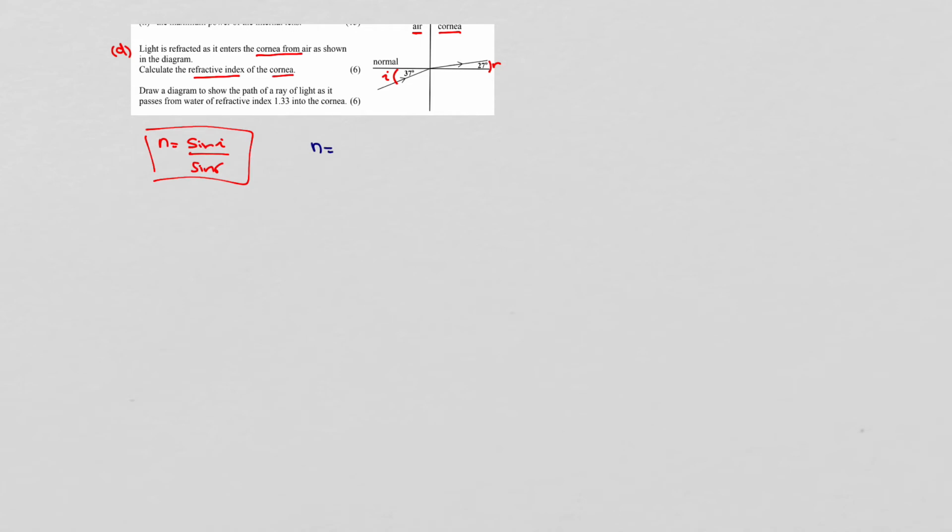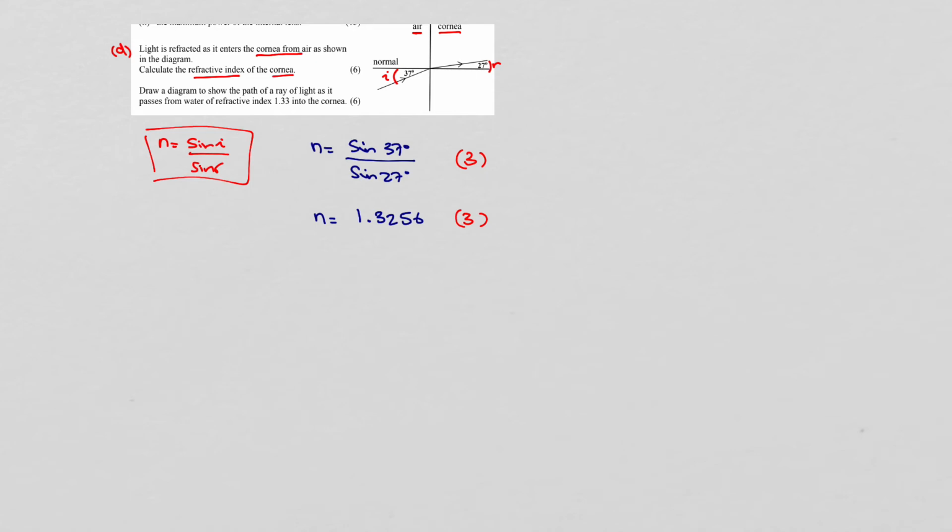So subbing in our values, we have sin I, which is 37 degrees, divided by sin R, which is 27 degrees. And therefore our refractive index is 1.3256. And we had 3 marks for our formula substituting in correctly and 3 for our answer.